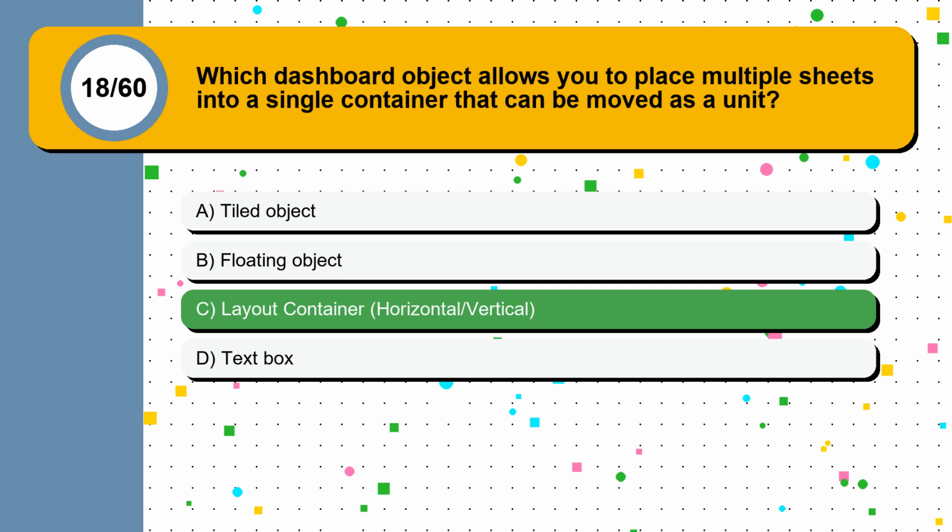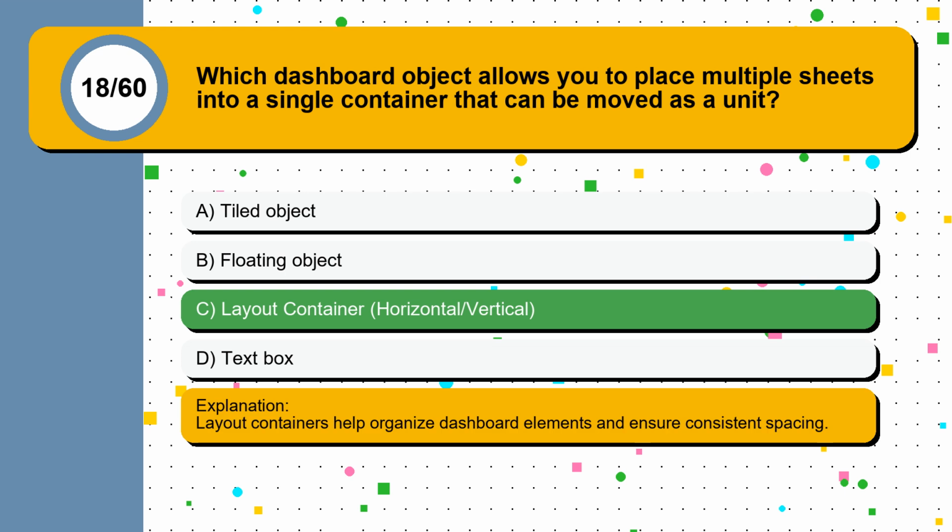The correct answer is option C, layout container, horizontal/vertical. Layout containers help organize dashboard elements and ensure consistent spacing.